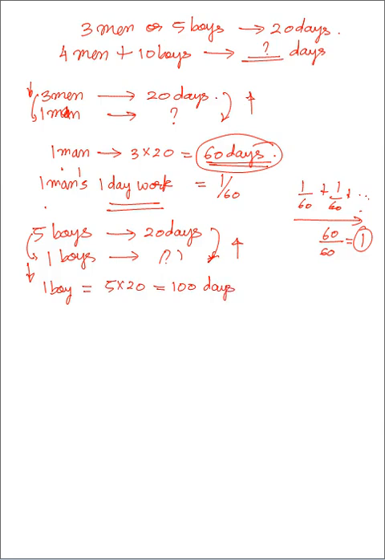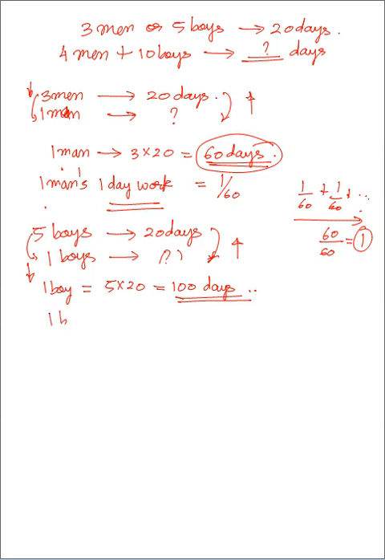Because he is alone, 1 boy is alone, he will need more days, that is 100. You have to take it as it is, 5 into 20. You don't have to take the reciprocal because it is inversely proportional. So now 100 days. Now what will be 1 boy's 1 day work?